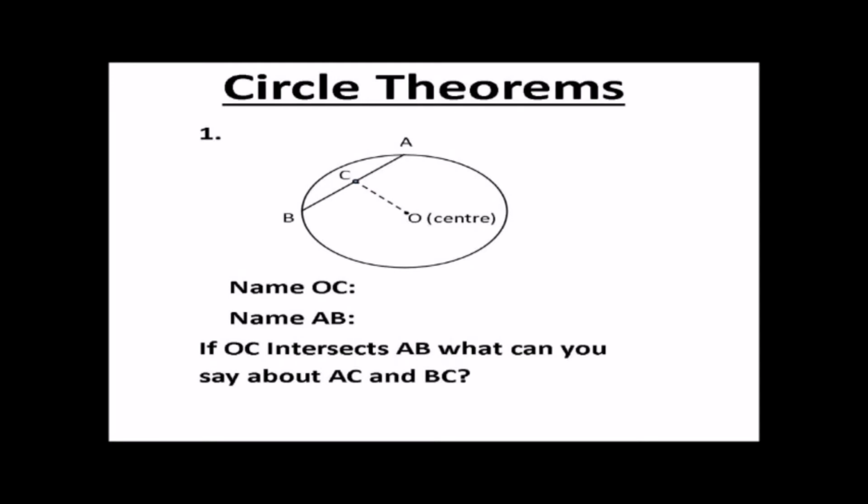And here we go. Number 1, name OC, the line OC. Name AB, the line AB. If OC intersects AB, what can you say about AC and BC on that chord? Answer as best as you could. Then we'll check it at the end. Then you'd understand what we're dealing with.